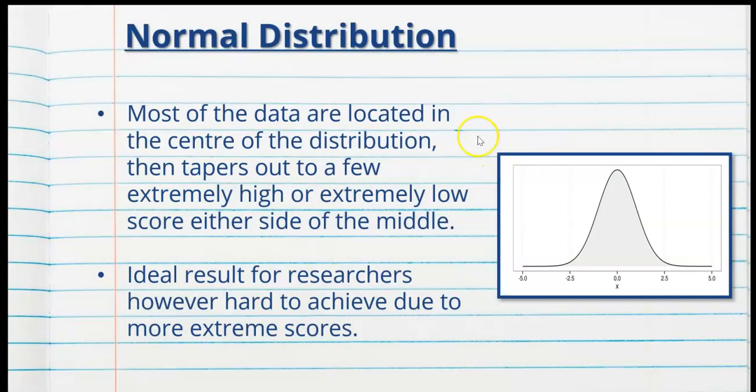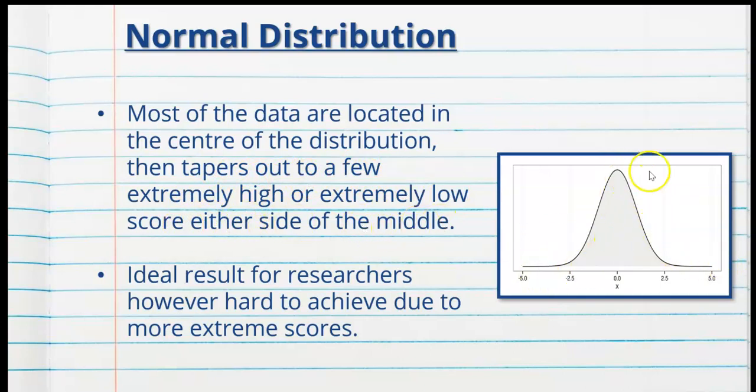So let's go through it. When we have a normal distribution or we get a normal distribution of data in psychology, what that means is most of the data are located in the center or the middle of a distribution, then tapers out to a few extremely high or extremely low scores either side of the middle.